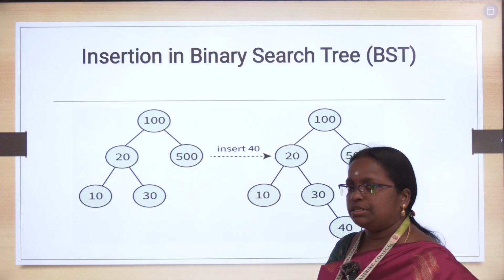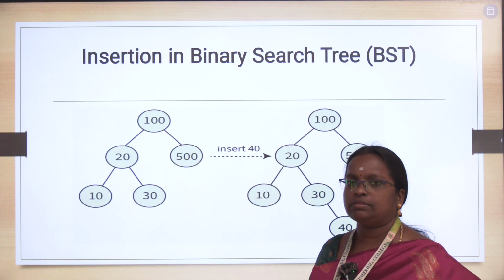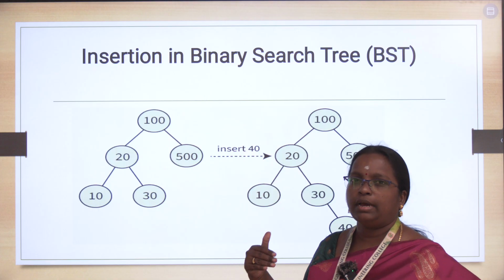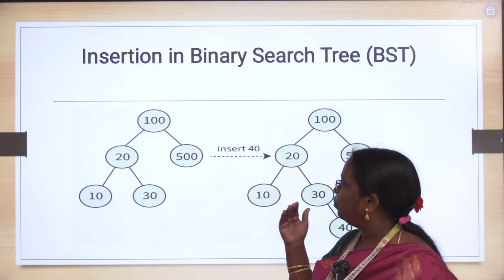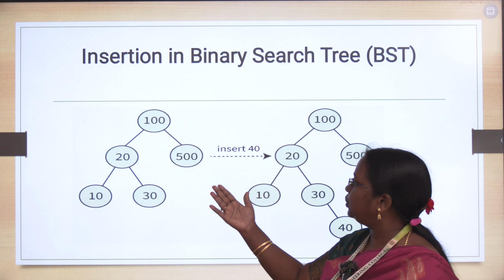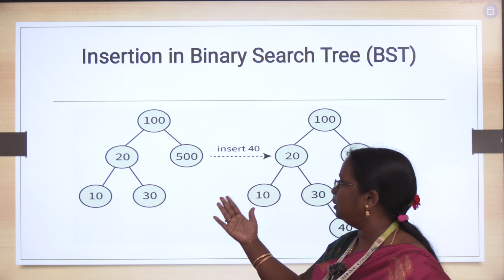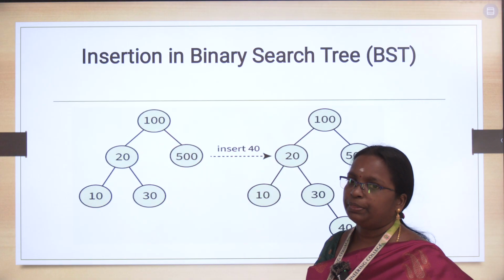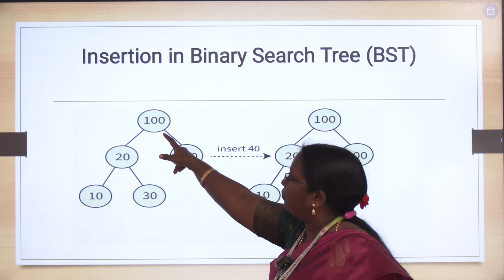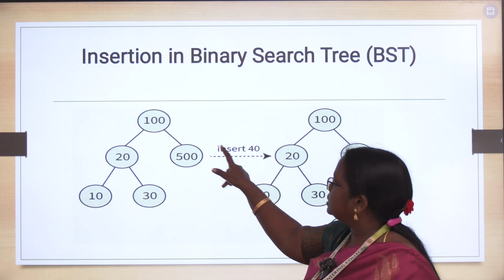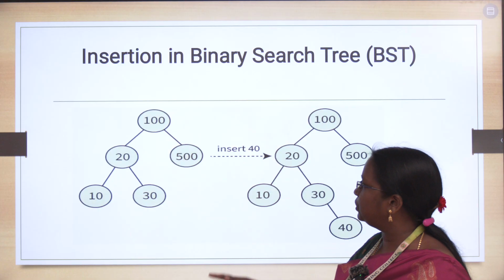So you can do the insertion also. You have to search from the root node to the left side, right side. In this example I have written a tree. I want to insert the value 40. The initial values are 100, 20, 500, 10 and 30. So I have to insert 40. Where do I have to insert? First I have to check the value 100. 40 is less than 100. So first I have to check the left side.